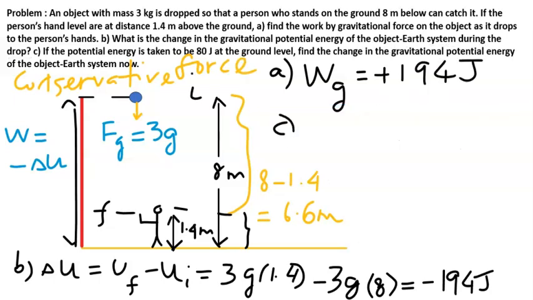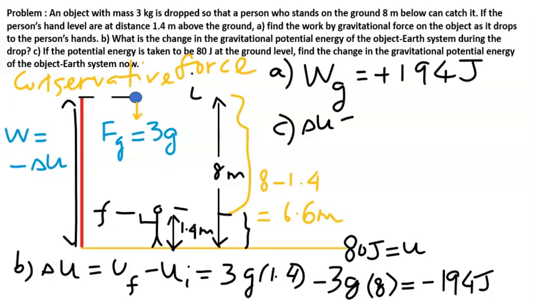Now let's do part C. If the potential energy is taken to be 80 joules at the ground level instead, find the change in the gravitational potential energy of the object Earth system now. So now, the potential energy at the ground level is not 0, but we are setting it to be 80 joules. So you do the same thing.